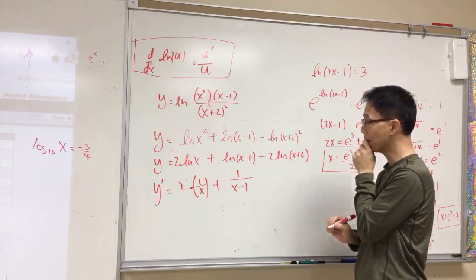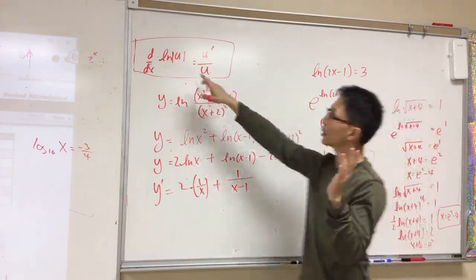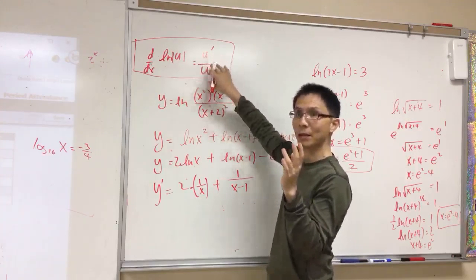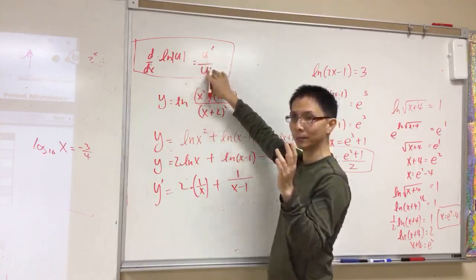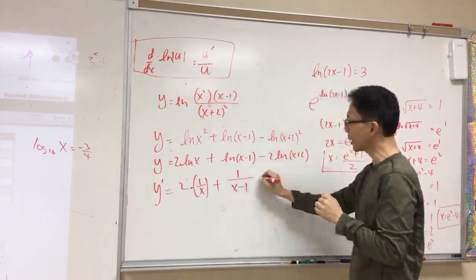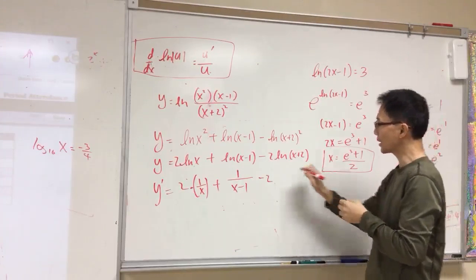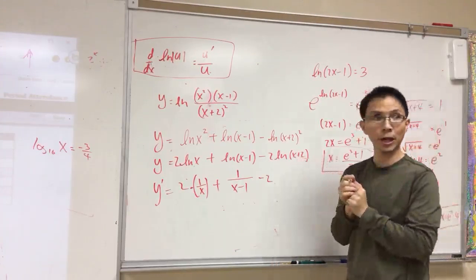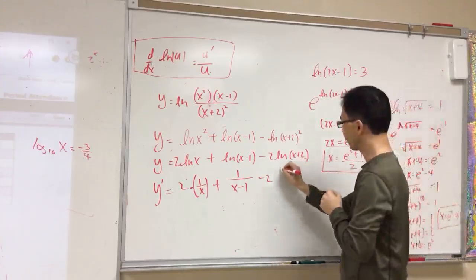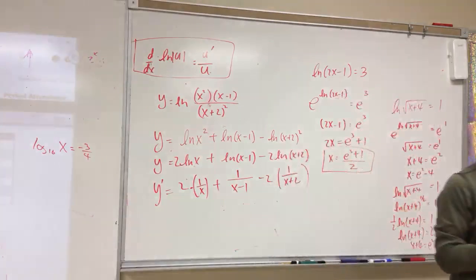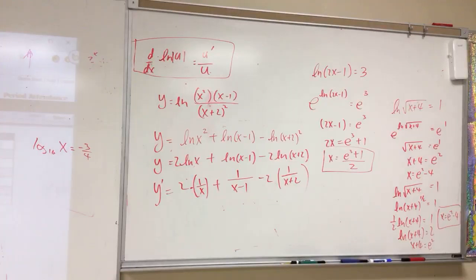Wait, what happened to the natural log? The natural log is gone. Look, the derivative of natural log of u is u prime, the derivative, on the top, and the original function on the bottom. And the 2 is the function in front, that 2 is a constant. And that's going to be, derivative of x plus 2 is what? 1. And that's it, you don't even have to simplify, just leave it like that, and you're done. Wow. The calculus part is super easy. The hard part is the pre-calc.